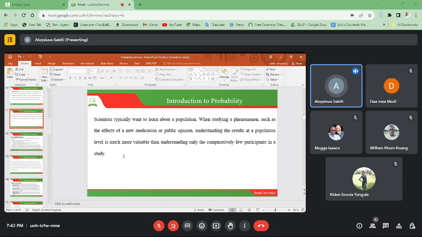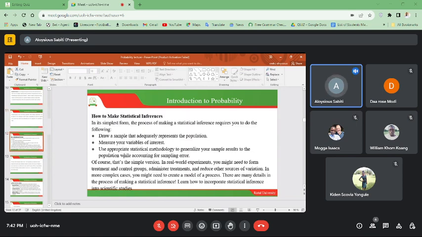So in statistical inference, you can project from your sample what actually is the ideal outcome of this particular new medication.